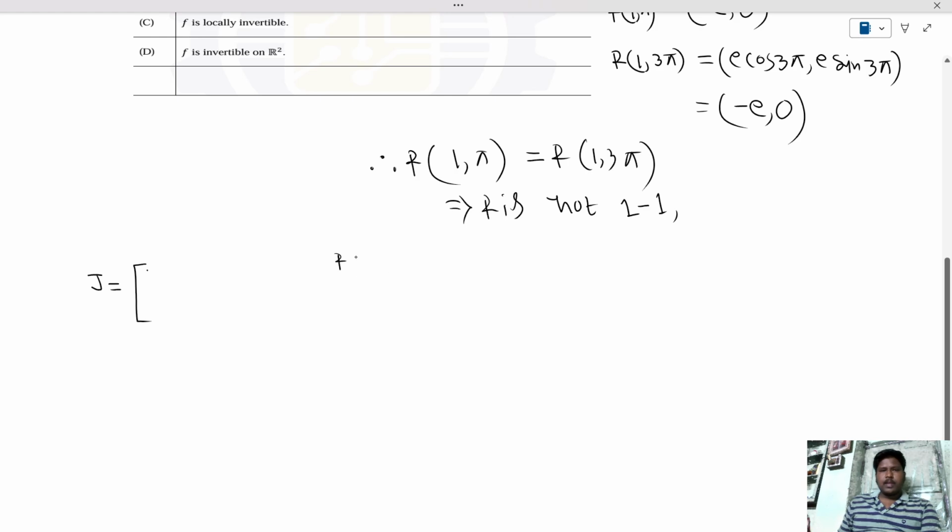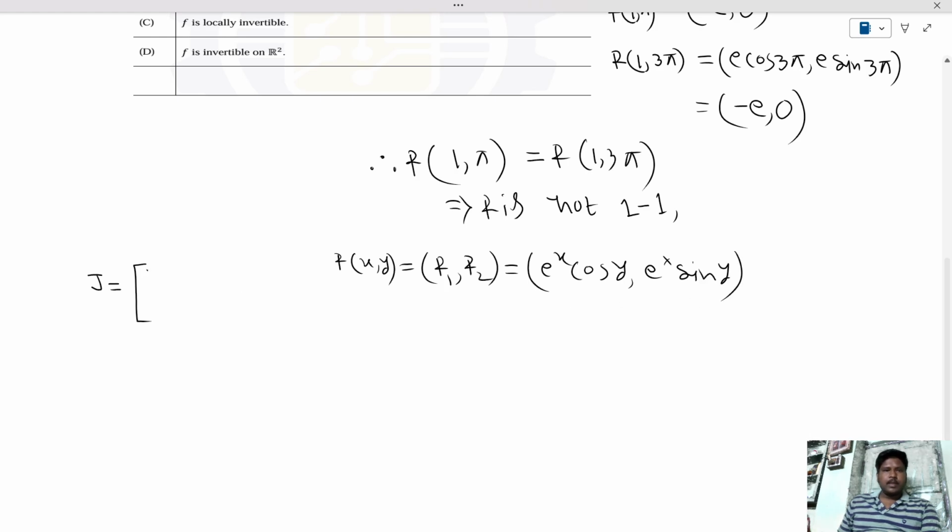suppose हम लोग का फंक्शन दिया गया है f(x,y) equals to (f1, f2). हम लोग इसको असम कर लेते हैं, which is e to the power x cos y and e to the power x sin y. तो जैकोबियन कैसे निकालते हैं? जैकोबियन इज डेल f1 बाई डेल x, डेल f1 बाई डेल y, देन डेल f2 बाई डेल x एंड डेल f2 बाई डेल y. ओके, दिस इज द जैकोबियन मैट्रिक्स.